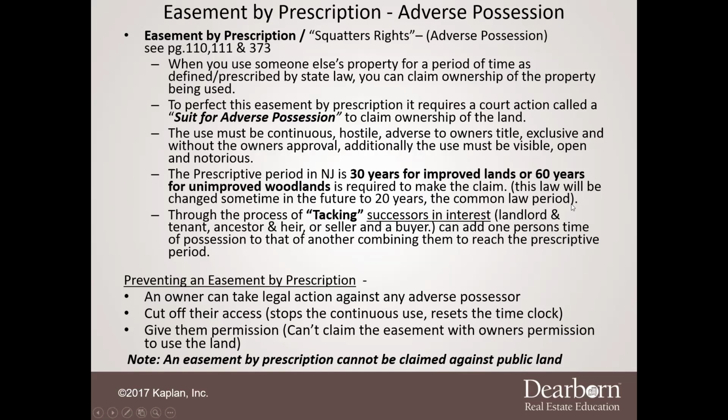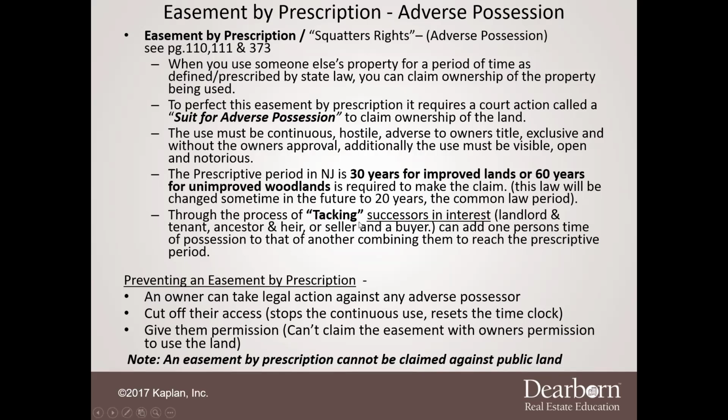So they're going to do away with the 30 and 60 years and go with the 20-year common law period, because they made too many laws to cover the same topic. But until that gets done, nobody's going to successfully claim adverse possession here in New Jersey.